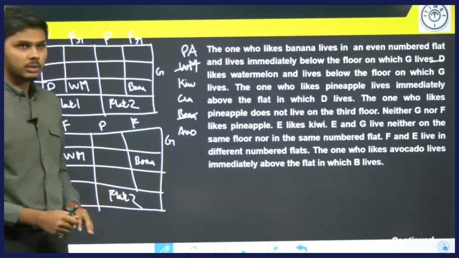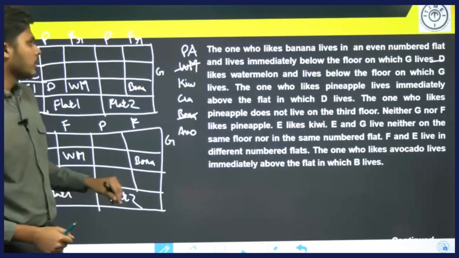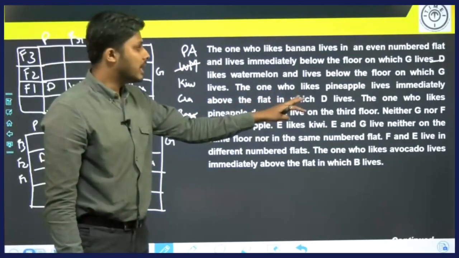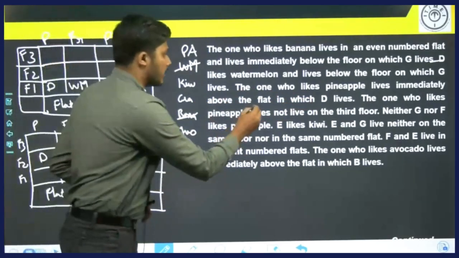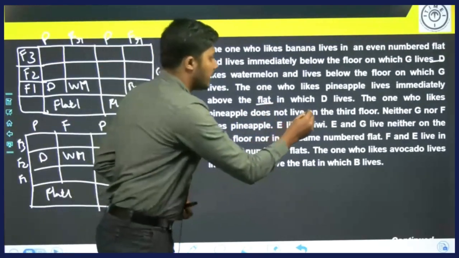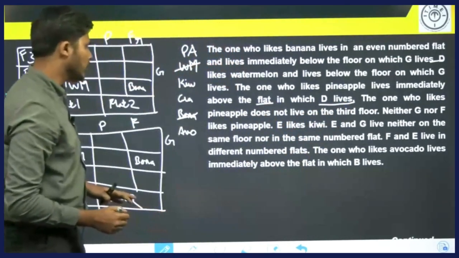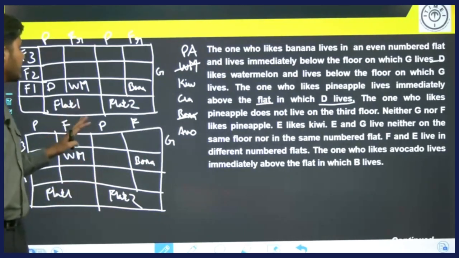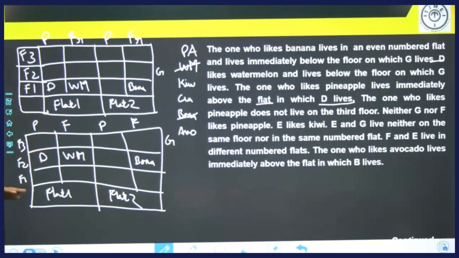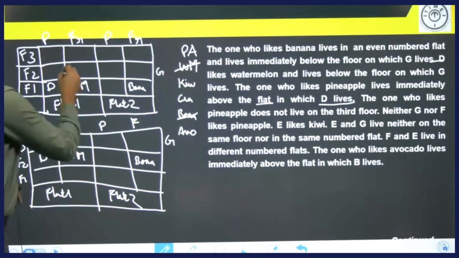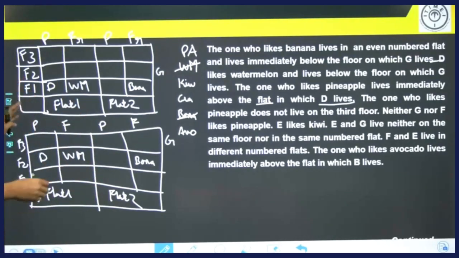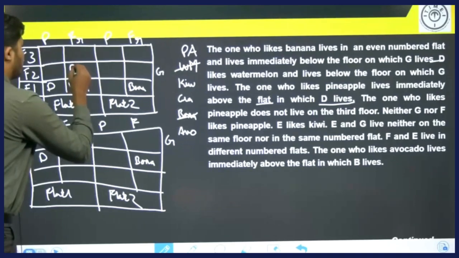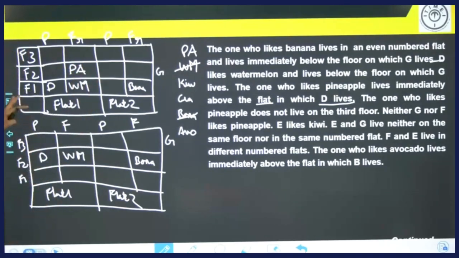So next, let's use the next clue. The one who likes pineapple lives immediately above the flat in which D lives. We know that D lives in flat 1 in both the cases. So in case 1, the person who likes pineapple lives on floor 2 and in flat 1.